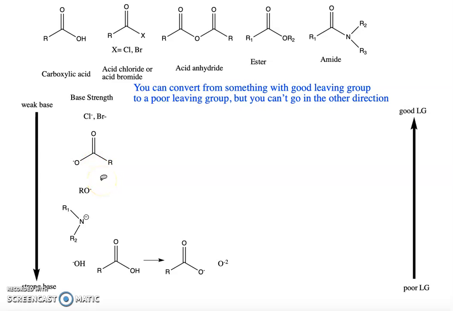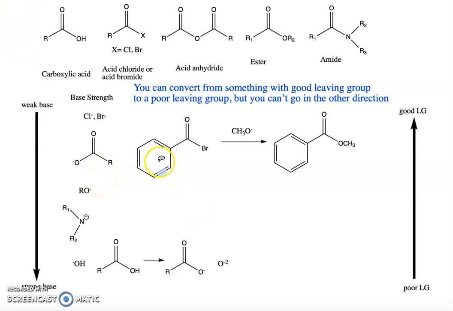So let's look at a couple of examples. If I start with benzoyl bromide and I react this with methoxide, my leaving group is bromine. My nucleophile is CH3O minus. The bromine is higher up on the table than the RO minus. Since the Br minus is a weaker base than my RO minus, it's a better leaving group, and this reaction will work. In fact, reactions like this are fairly common ways of making esters. A lot of times you use the acid chloride, but you can also use the acid bromide as well.